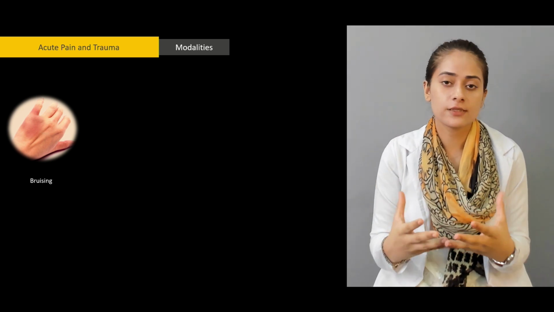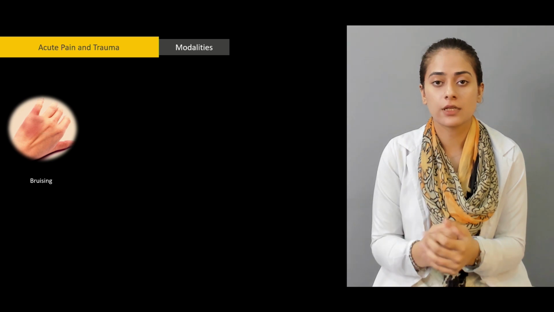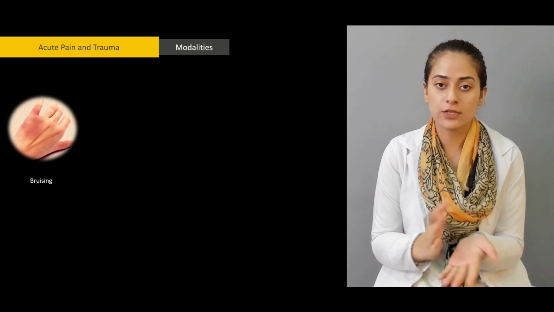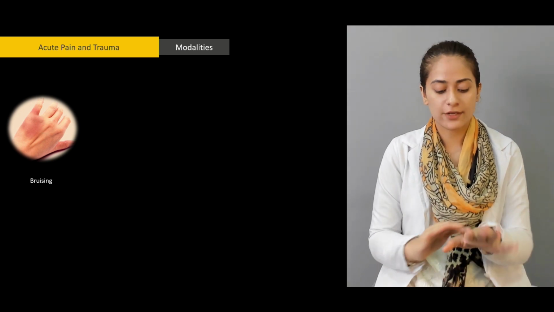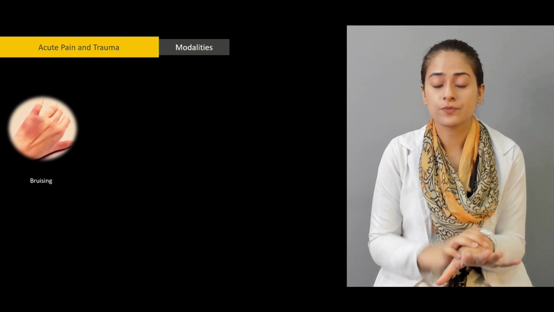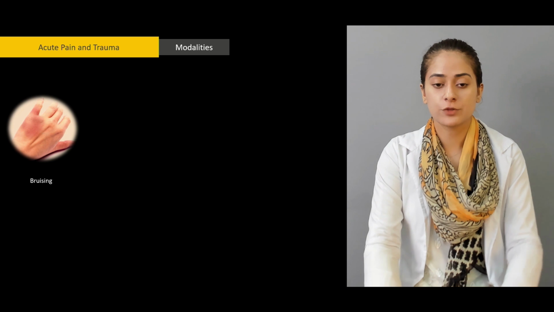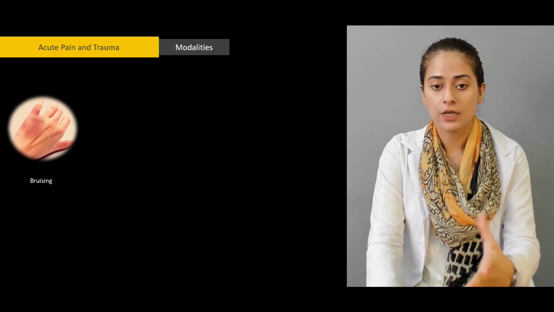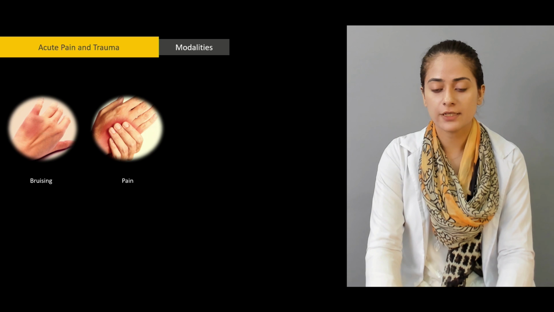That's very important. When somebody presents after a fall or some trauma, they are usually complaining of pain. That's the first symptom. Obviously, there is severe pain with a fracture or some torn ligament, and with that there will be bruising or swelling. Bruising is one of the first presentations after a trauma or injury. So pain and bruising will be the presenting complaints.